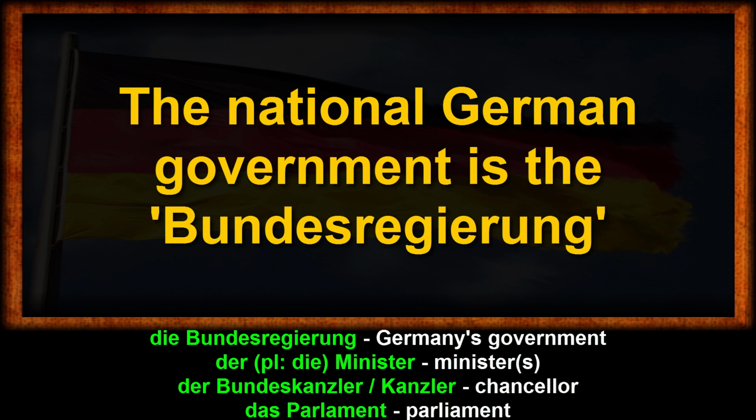The German national government is called die Bundesregierung. Next to different ministers, der Minister singular, die Minister plural, and the Chancellor, der Bundeskanzler, the Parliament, das Parlament, or as it's called in Germany, der Bundestag, consists of roundabout 630 elected parliament members.